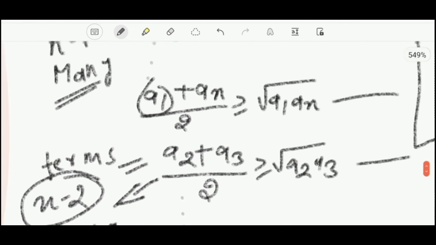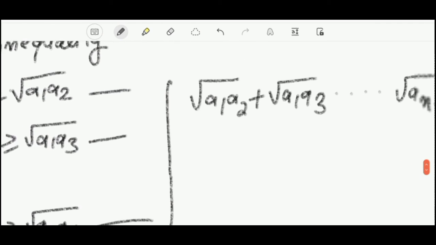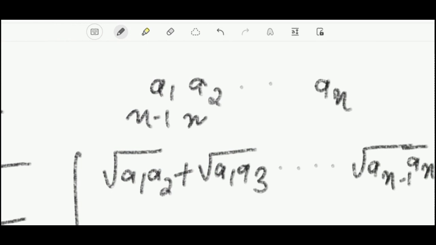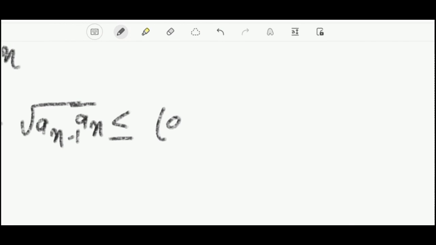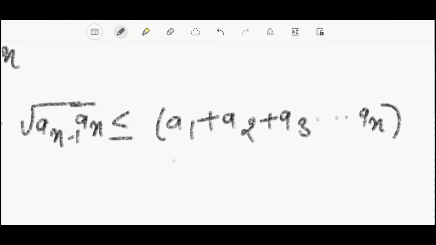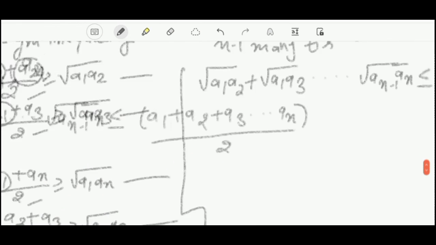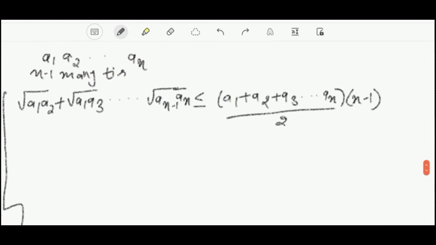So n minus 2 plus this 1, so we can simply say that all the elements a1, a2 up to an are appearing exactly n minus 1 many times. So we are adding up a1 plus a2 plus a3 up to an divided by 2, because here we have a 2 in the denominator, multiplied by n minus 1. So here we have proved the inequality by using AM-GM.